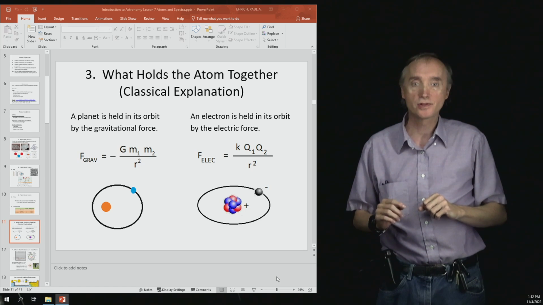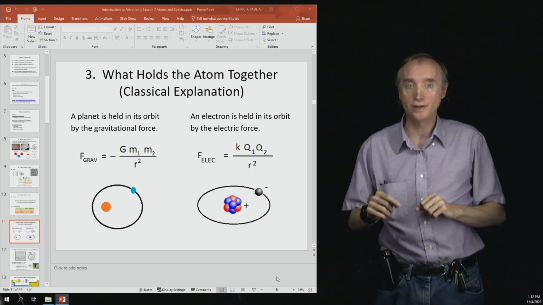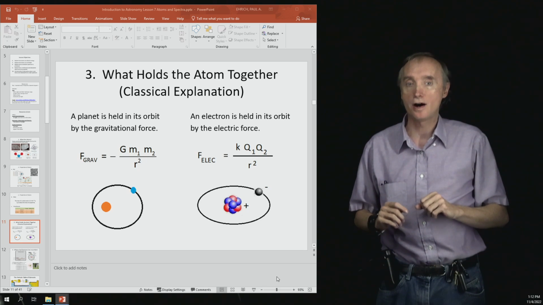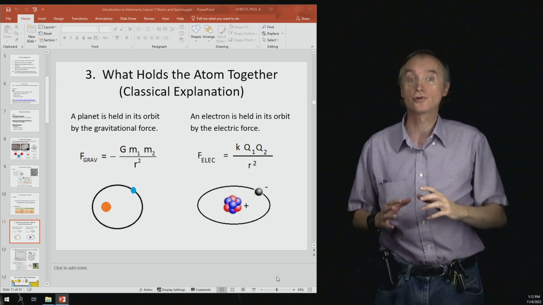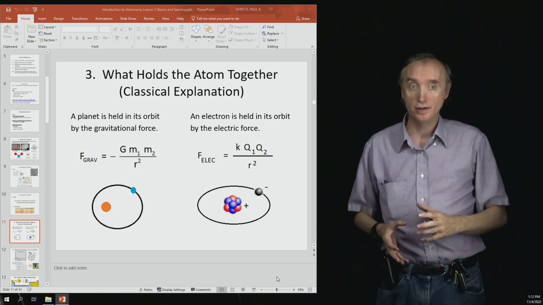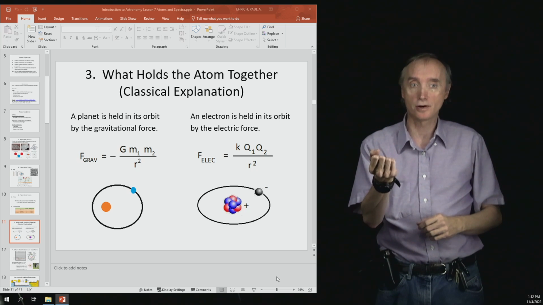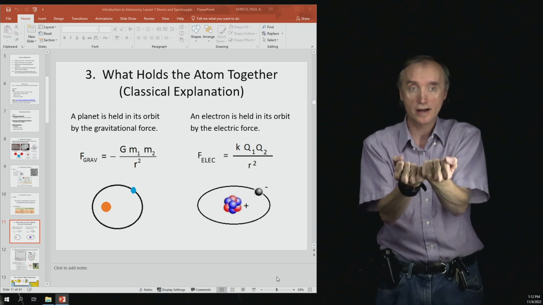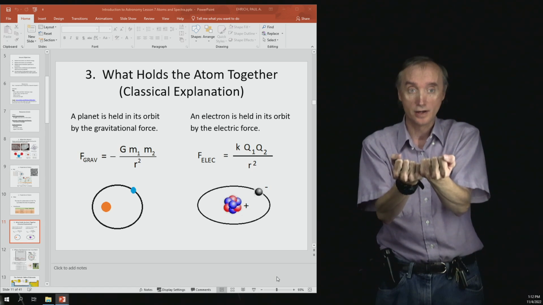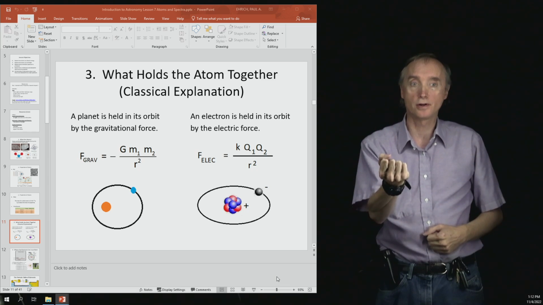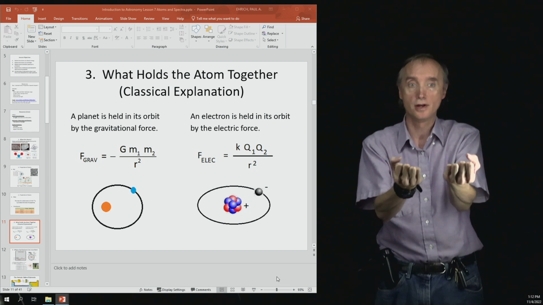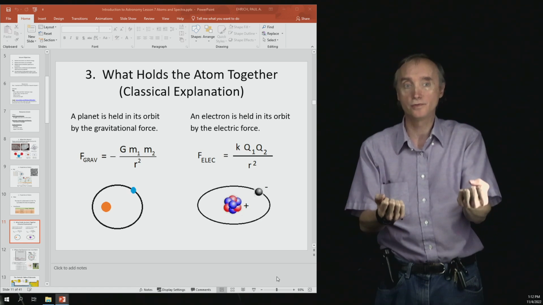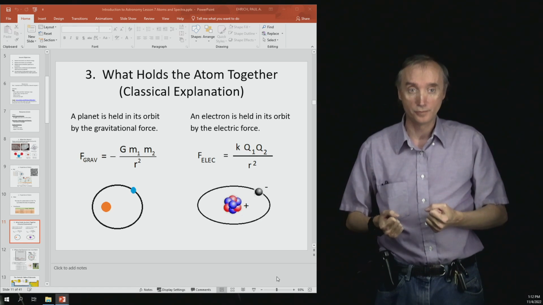Now look at how similar the force of electricity is. The force of electricity operates on electrical charges. So if you've got a positive charge and a negative charge, they're going to be attracted to each other. If you've got a positive charge and a positive charge, they're going to repel. And if you have a negative charge and a negative charge, they're going to repel.